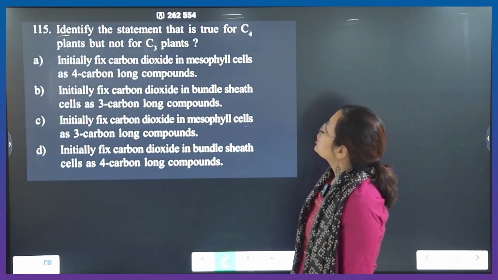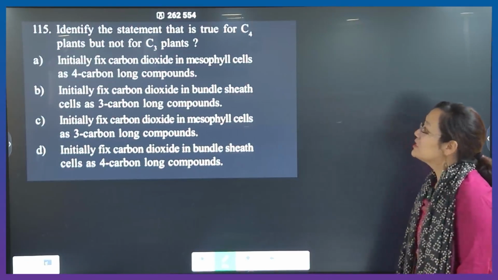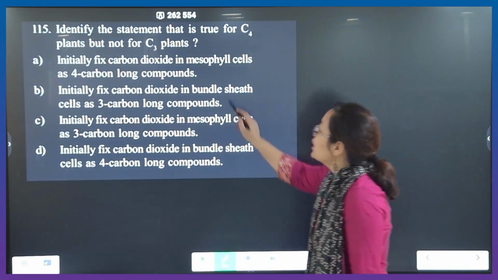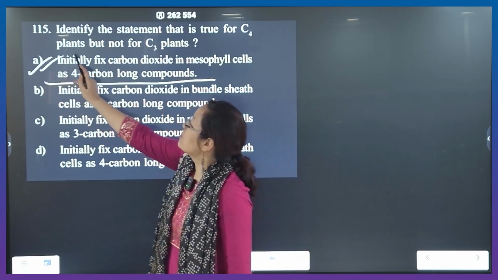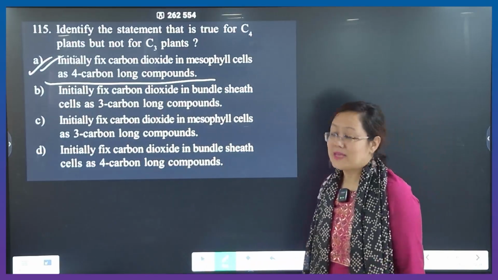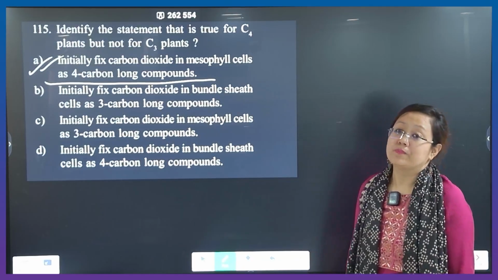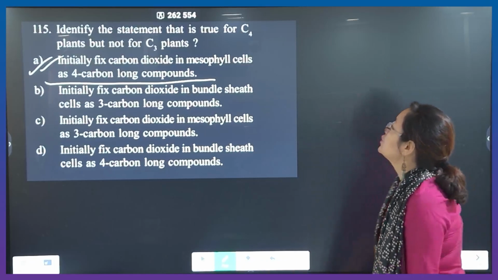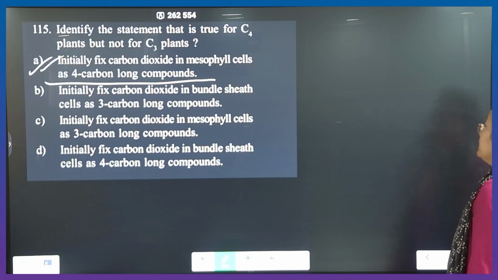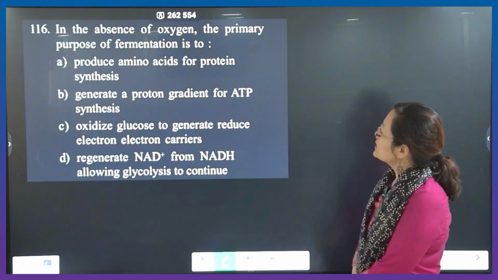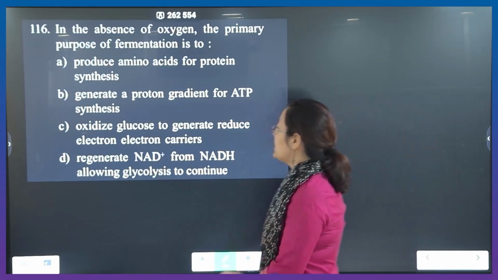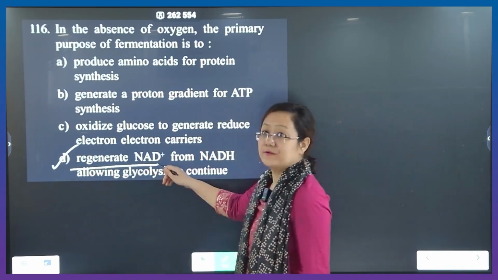Identify the statement that is true for C4 plants but not for C3 plants. This will be: initially fixed carbon dioxide in mesophyll cell as a 4 carbon long compound. In C4 plants, in mesophyll cell, carbon dioxide is fixed by PEP carboxylase enzyme and what is formed? OAA is formed. Okay, this will be A. 4 carbon long compound.